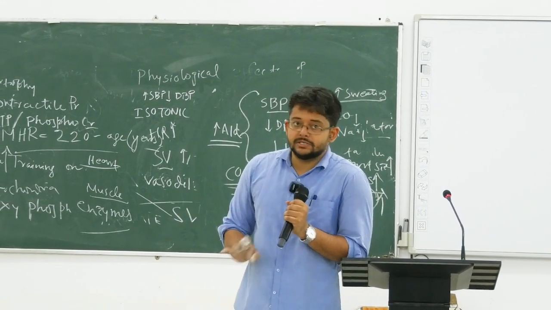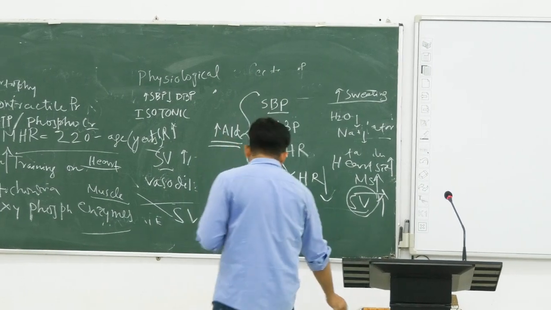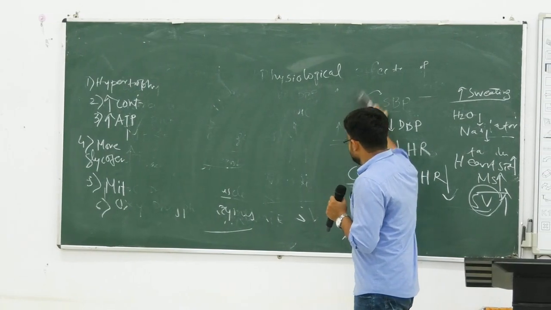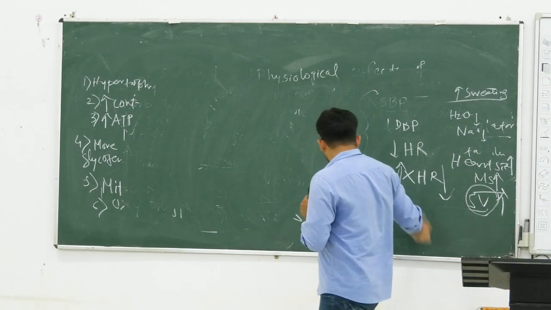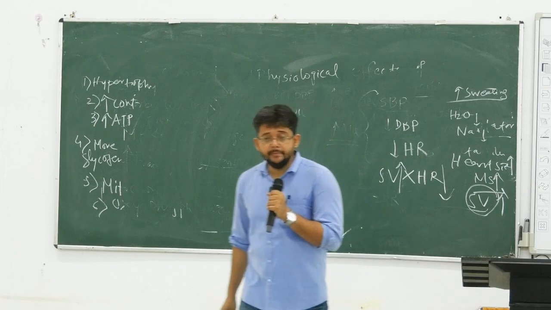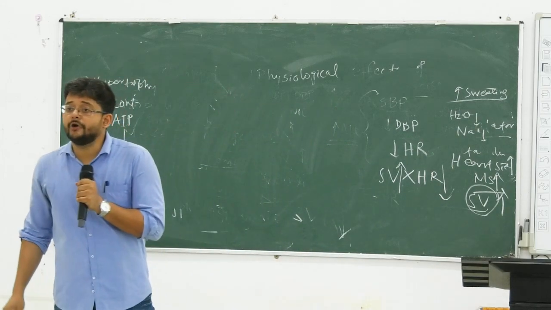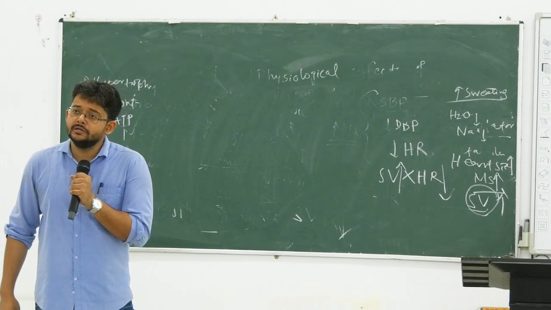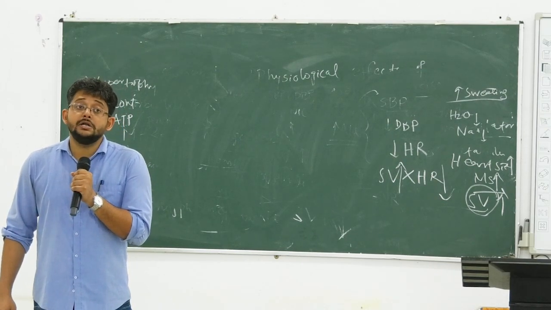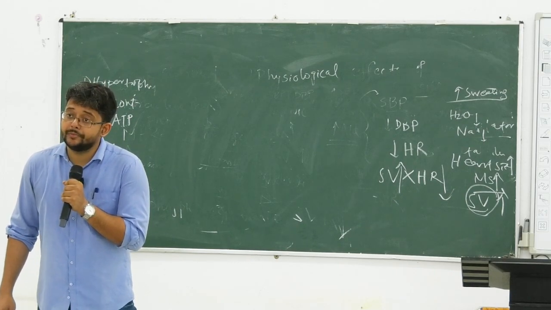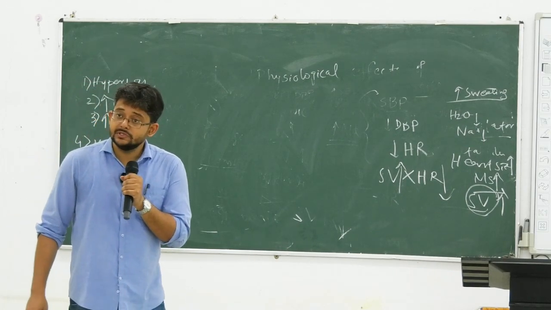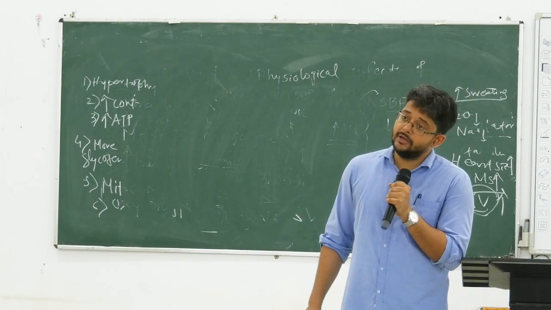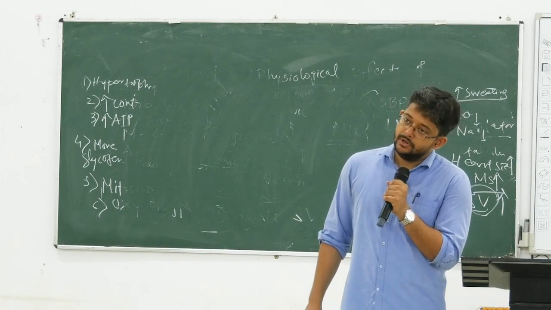Coming to the respiratory system, what respiratory changes happen in exercise? Keep one thing in mind: what is the normal cardiac output? 5 liter per minute. During severe exercise, how high can cardiac output go? 30 to 35 liter per minute, it can reach that. Cardiac output can increase 5 to 6 times during severe exercise. 30 to 35 liter per minute it can go.